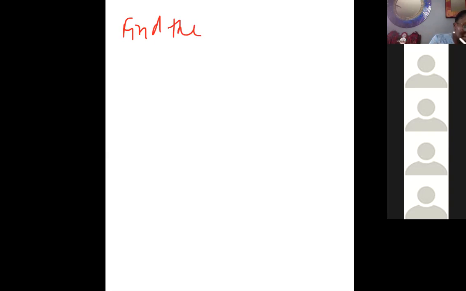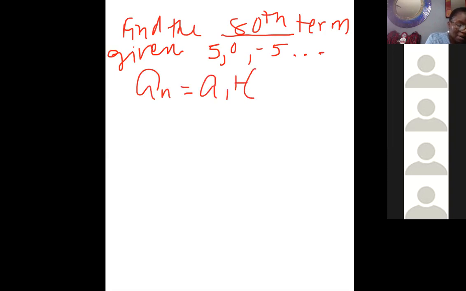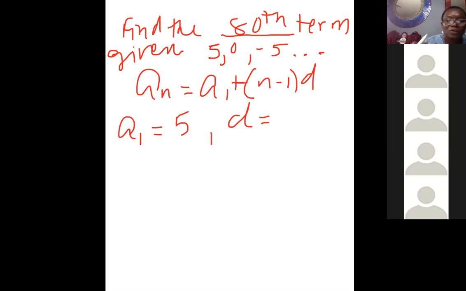All right, find the 80th term, given 5, 0, -5 represents the first few terms of a sequence. Find the 80th term, okay? So guys, remember we're using the formula a n equals a1 plus n minus 1 times d. So the first question is, what's the first term? 5. And the next question is, what is the common difference? What is the term that we keep adding over and over again to get to the next one? -5. Very good. You want to be careful with the negative, all right?